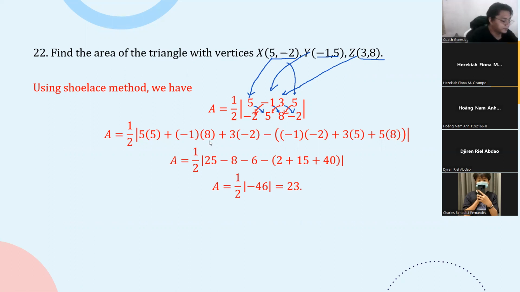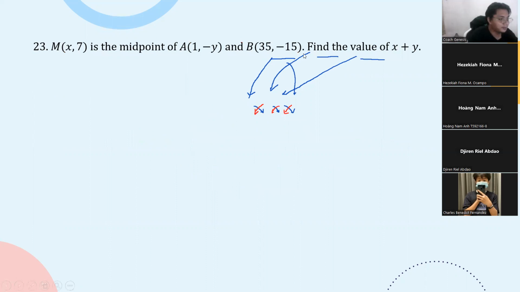Okay, so let's move on to number 23. So (x, 7) is the midpoint of A (1, -y) and B (35, -15). Find the value of x plus y.